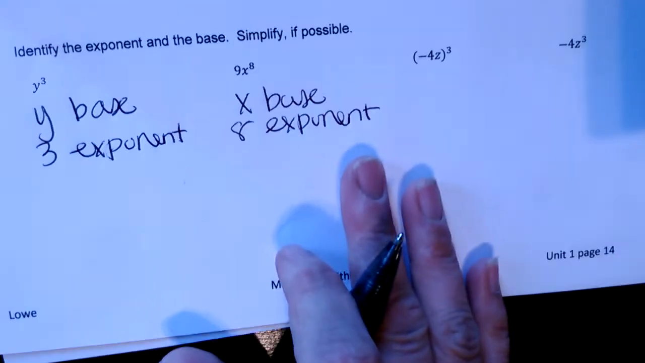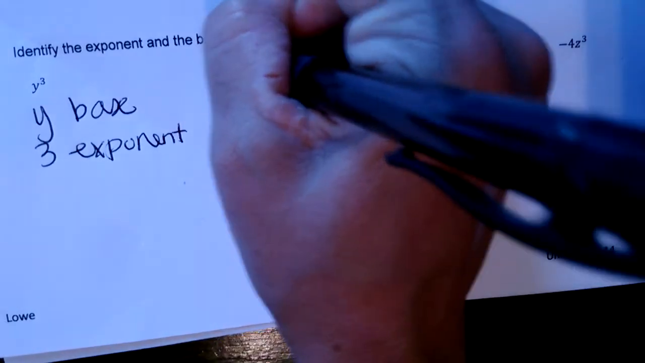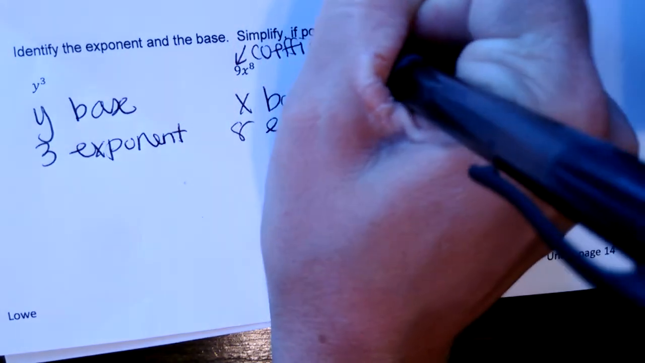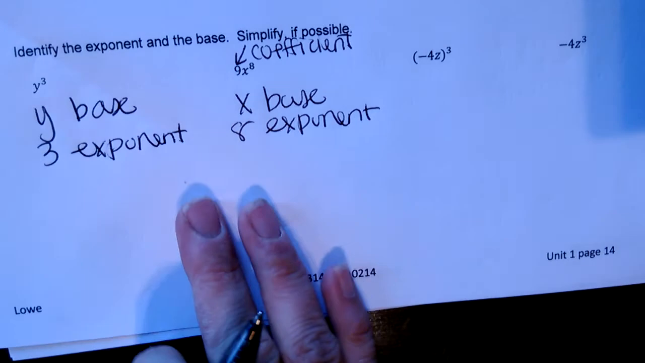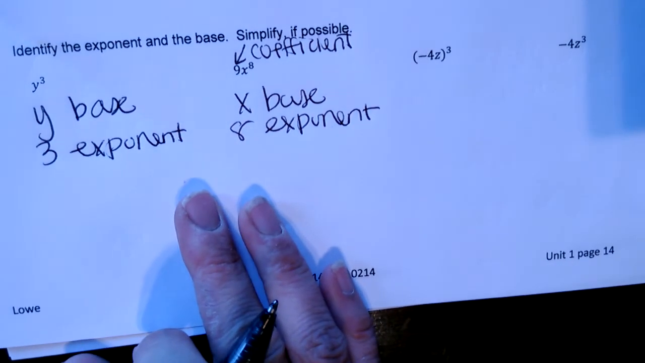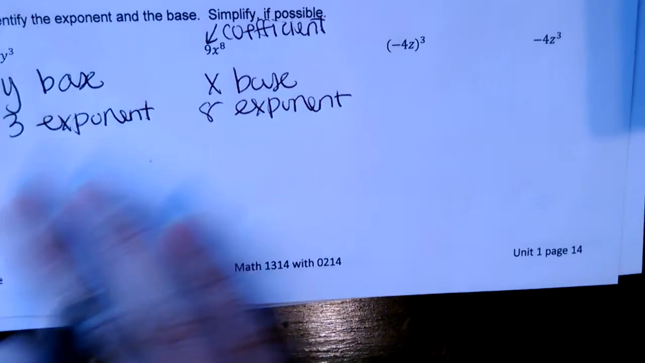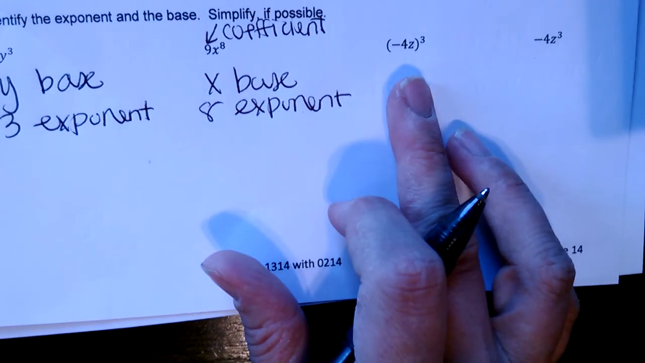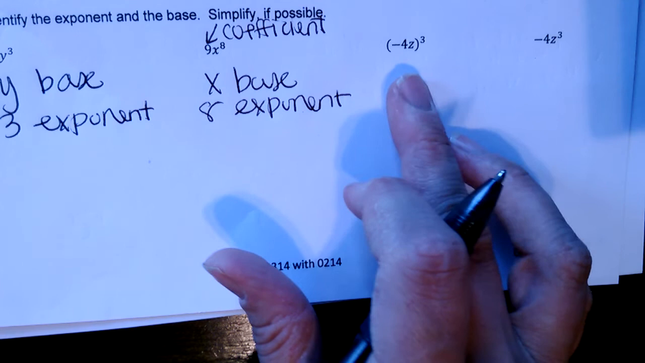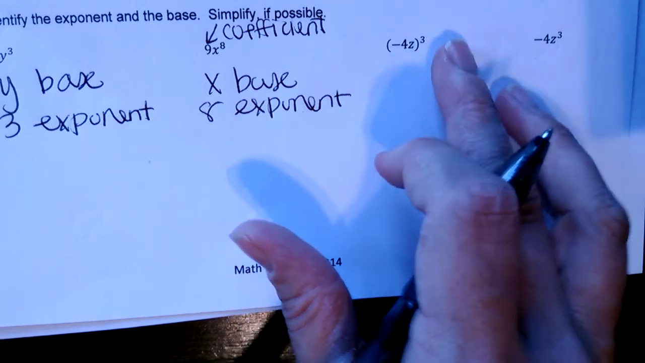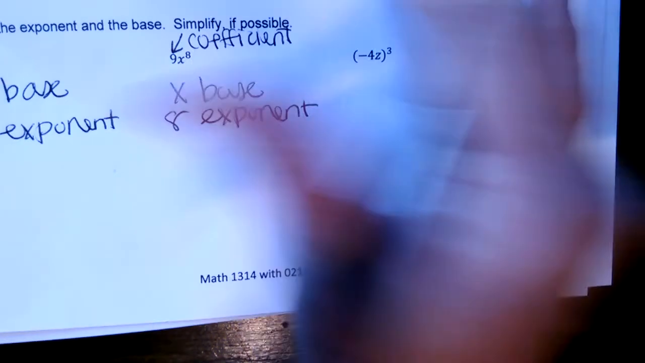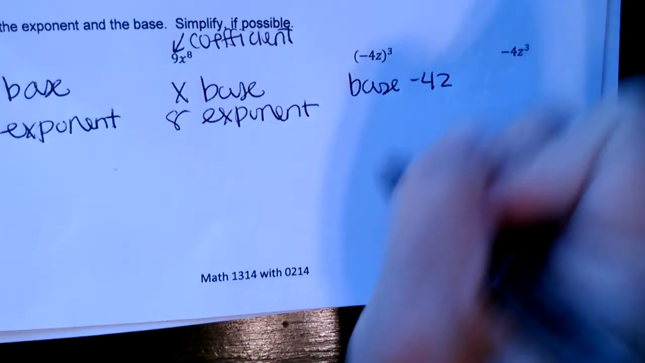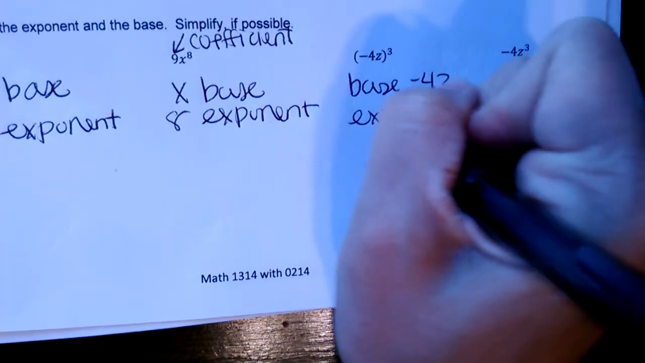What we want to know about 9 is we call that a coefficient. It's basically a number that's in front that we do multiply everything by, but in this case it's not part of the base because it's not being raised to the power, okay? However, looking in this third one here, since you've got the parentheses around it here, that entire thing that you see in parentheses is being raised to the third power. So that entire thing is your base, okay? So your base is -4z. And of course your exponent is the 3. I don't think that's too hard to figure out, okay?